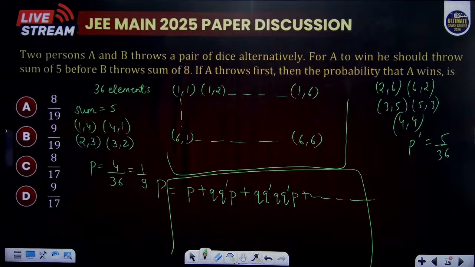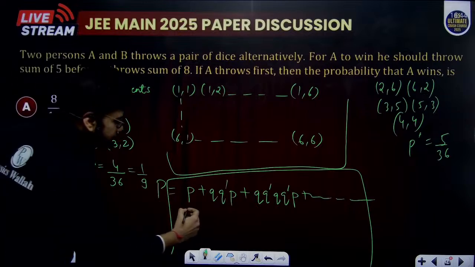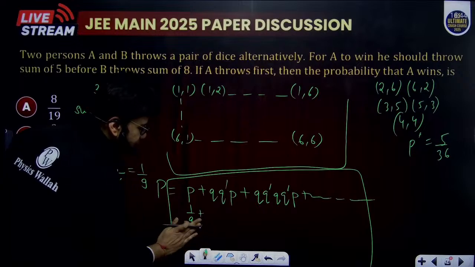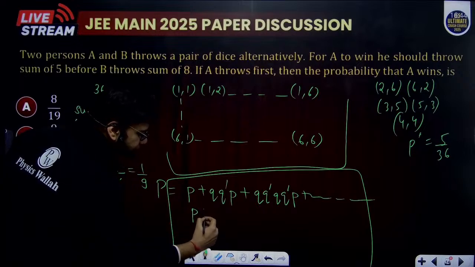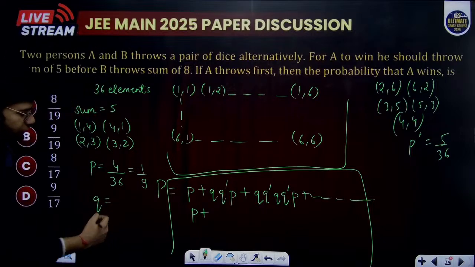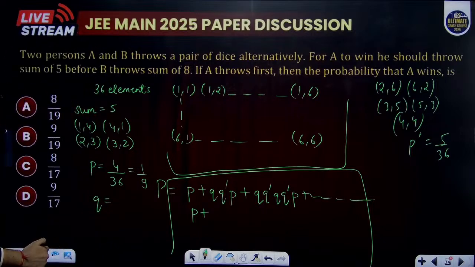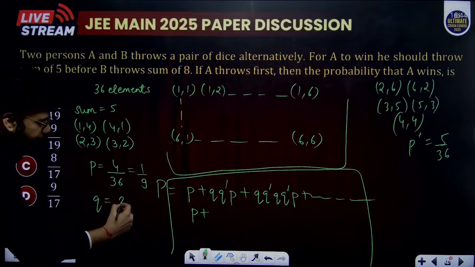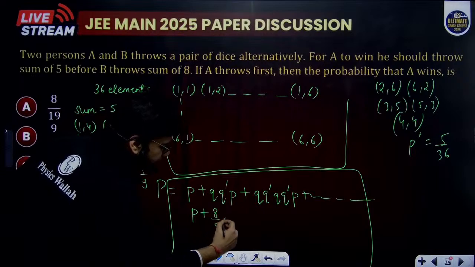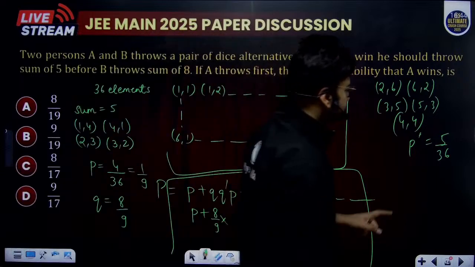Right? So what is the value of P? P is 1 by 9, and this, let's keep it P only as of now. What is Q into Q dash? So what is the value of Q? Q will be the probability of failure, 1 minus 1 by 9, that will be 8 by 9. So this is 8 by 9 into Q dash. What is Q dash?